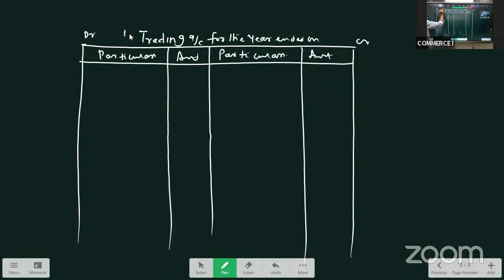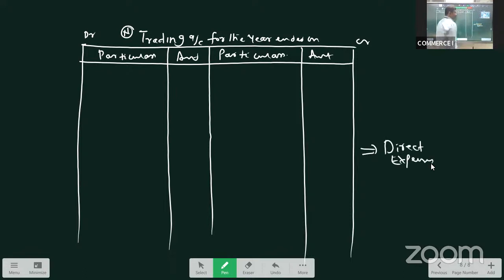And this trading account is a nominal account by nature. If I ask you what type of account trading account is, the answer is it is a nominal account. Again, I am telling you, there are so many things. Or in short, when we prepare trading account, we take all direct expenses.